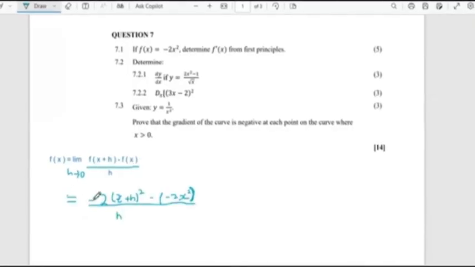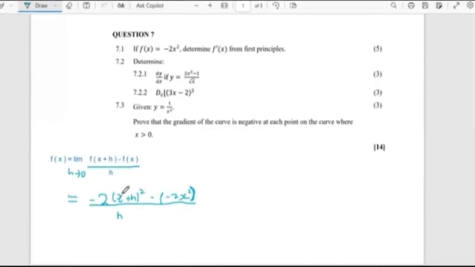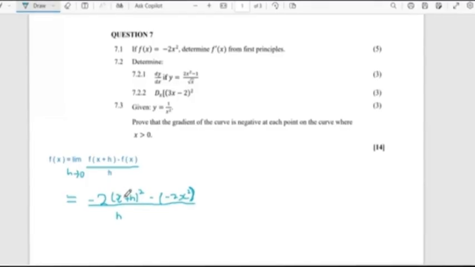Now, when we substitute everything, we have minus 2 brackets x plus h squared, minus, and then in brackets, the original f of x formula, which is minus 2x squared. Now, another step that we need to do is to simplify this x plus h squared before we can distribute the 2 into the brackets. First we start by simplifying the brackets. From there, we distribute the 2. And also we multiply this negative into this bracket.